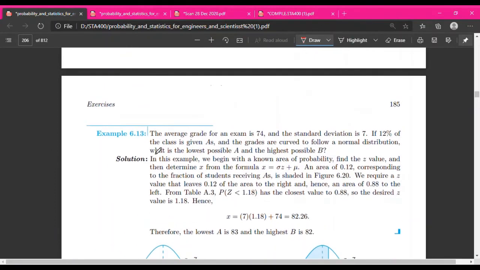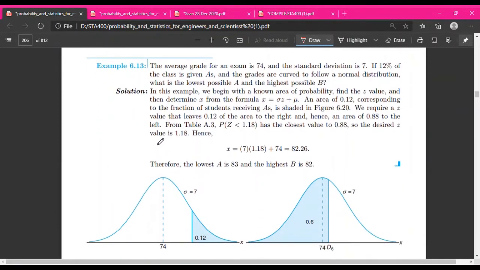Okay, I nak tunjukkan this one example. The other example you boleh tengok nanti because dah ada solution. Okay, the average grade for an exam is 74 and the standard deviation is 7. If 12% of the class is given A's and the grades are curved to follow a normal distribution, what is the lowest possible A and the highest possible B?